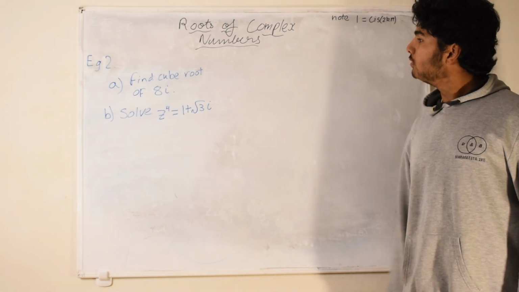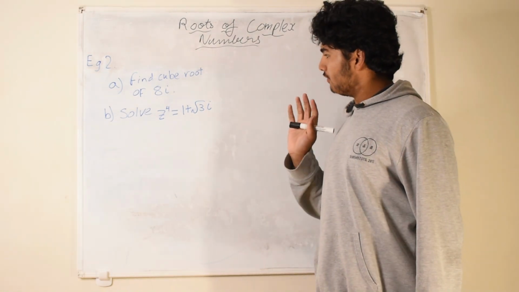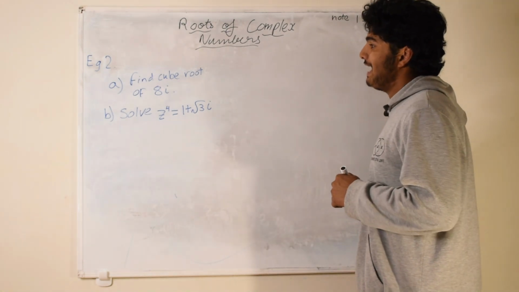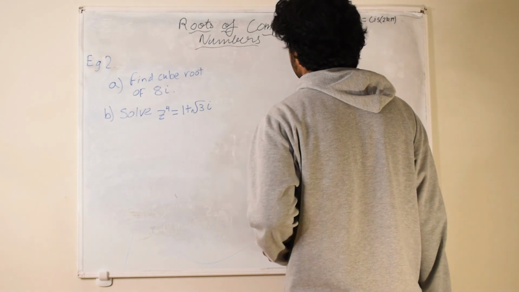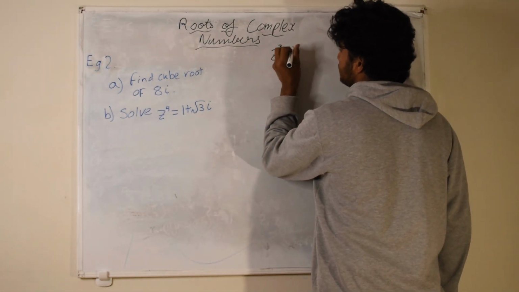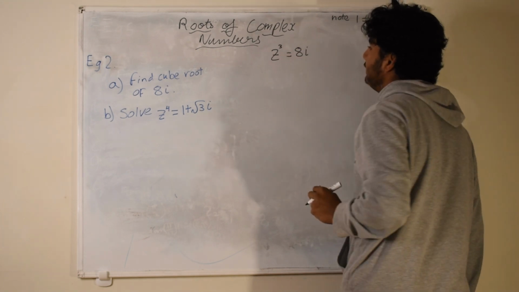Looking at this next example, we've got a cube root and the fourth root of complex numbers. So we'll start with A. Find the cube root of 8i. So another way of writing that is z cubed equals 8i.